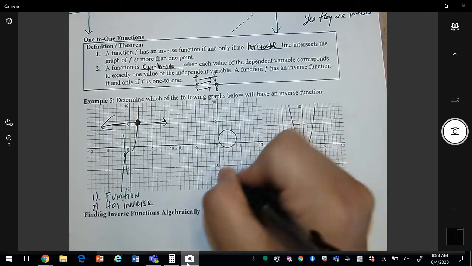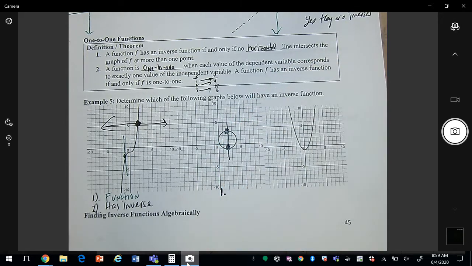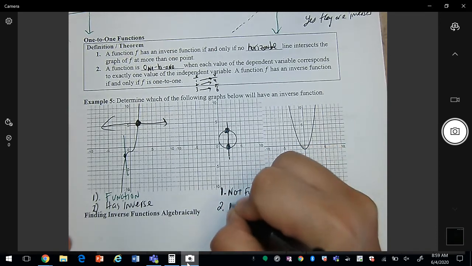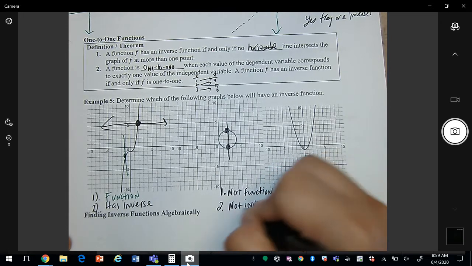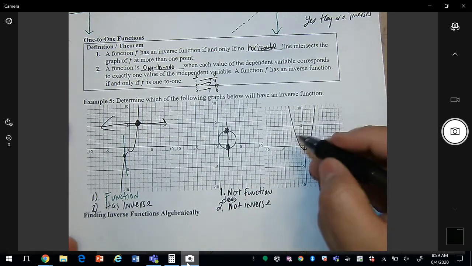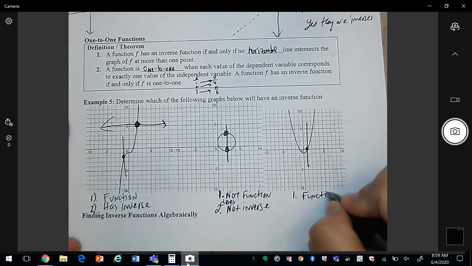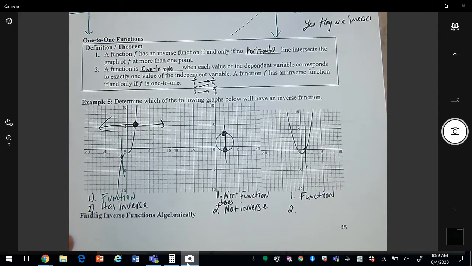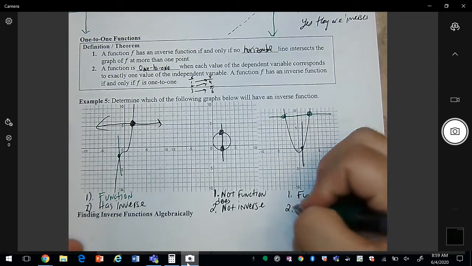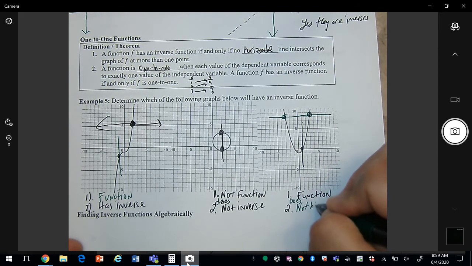So for the circle here, first we check for a function. So if I draw a vertical line test, it touches in two places. So this is not a function. If it's not a function, then it's not going to have an inverse. Does not have inverse. And then number 3, if I draw a vertical line test, this is a function. So if it has an inverse, we check with a horizontal line test, and notice that it touches in 2 places. So that means that it does not have inverse.